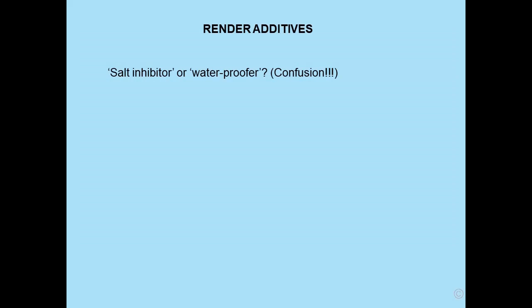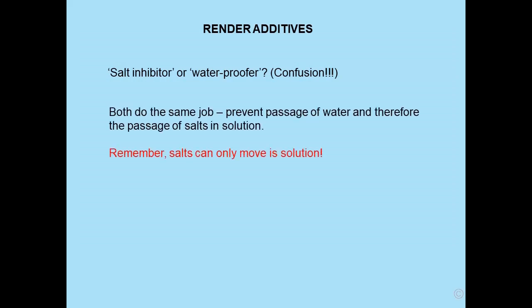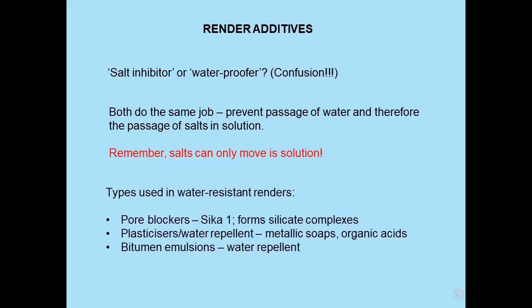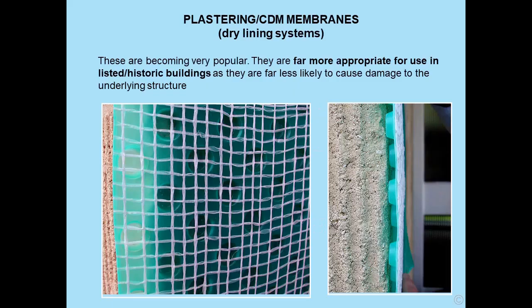So what do we require in a waterproof or so-called waterproof mix? Well, do we use a salt inhibitor or a waterproofer? Well, basically, they both do the same job. They're designed to prevent the passage of water through the material and therefore the passage of salts, because the salts are in solution. Types used in water-resistant renders: pore blockers such as Sika 1, I believe they form silicate complexes, plasticizers and water repellents, metallic soaps, organic acid, and bitumen emulsions, which are water repellent.